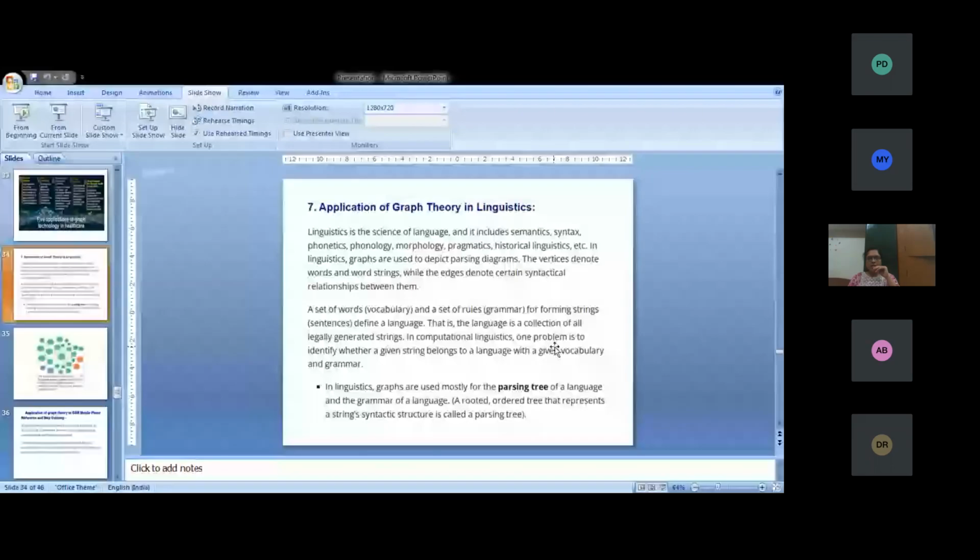A set of words, a vocabulary, and a set of rules form strings and define a language. A language is a collection of all the legally generated strings. One problem in computational linguistics is to identify whether a given string belongs to a language with a given vocabulary and grammar. In linguistics, graphs are mostly used for the parse tree of a language and the grammar of a language. A parse tree is a rooted, ordered tree that represents the syntactic structure. So we use graph theory in this area also.